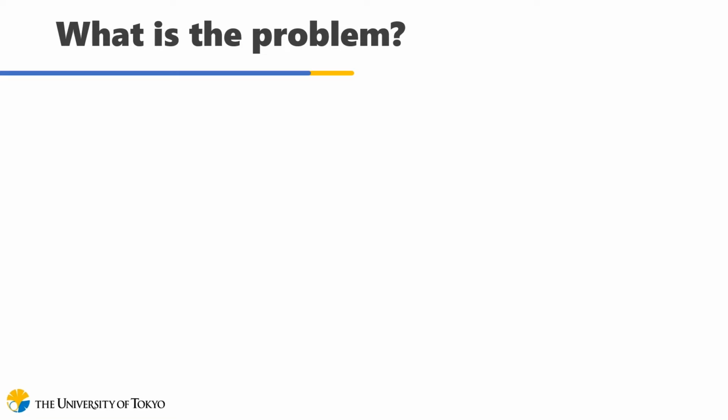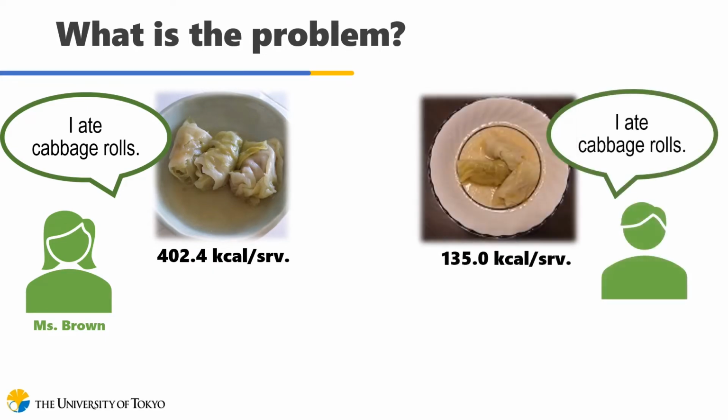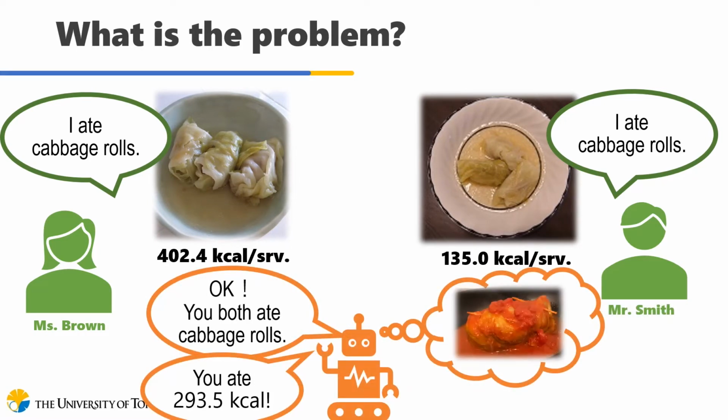However, here is one problem. One day, Ms. Brown ate cabbage rolls, so she submitted a picture of them. Mr. Smith also ate cabbage rolls, so he registered a picture of them. The application correctly identified both pictures as cabbage rolls and created food logs that recorded that these users ate 293.5 kilocalories of energy. However, that amount of energy is not from the cabbage rolls eaten by Ms. Brown, nor is it from the ones eaten by Mr. Smith. It's the energy value of the standard recipe for cabbage rolls that the application has.